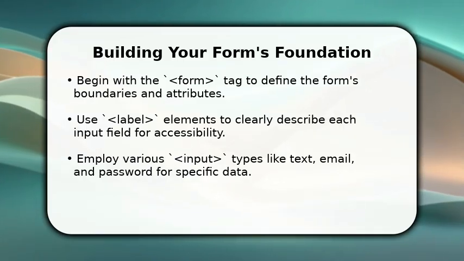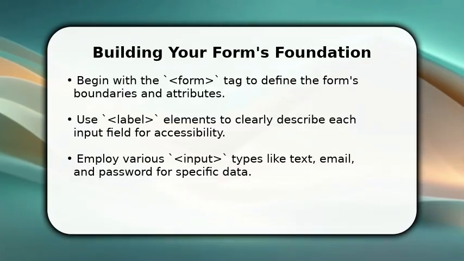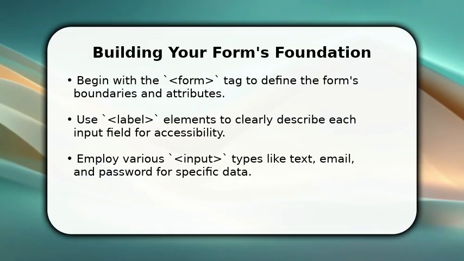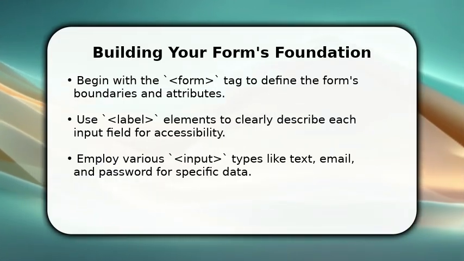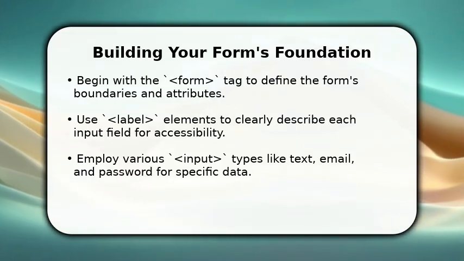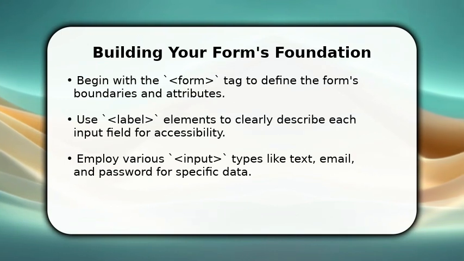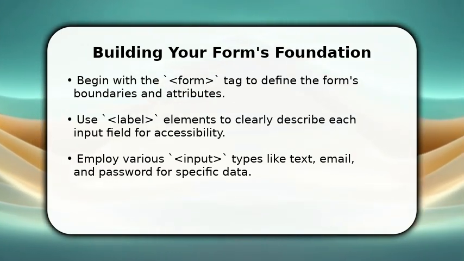Inside, you'll use label tags to give clear descriptions for each piece of information you're asking for, like a user's name or email. Then, you'll add various input types, such as text for names or email for addresses, ensuring you capture the right kind of data. Finally, a submit button, often an input type equals submit, is essential to send the collected information.